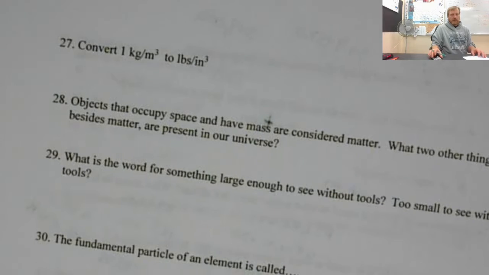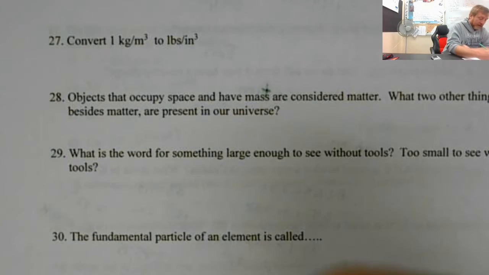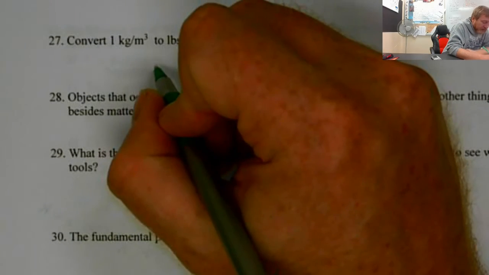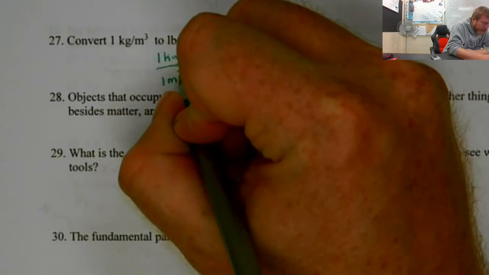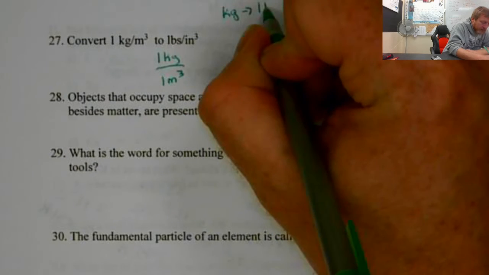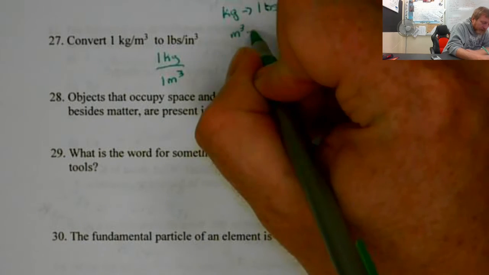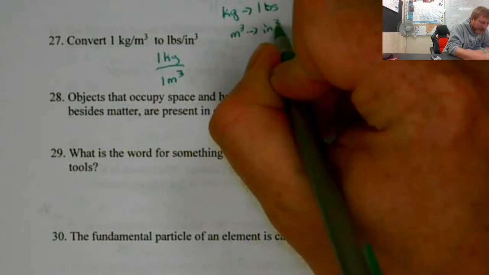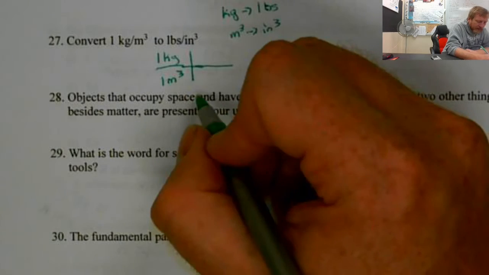Okay, convert 1 kilogram per cubic meter to pounds per cubic inch. I've got a couple of conversions to make here. So I've got 1 kilogram over 1 cubic meter. And in my solution map, I need to go from kilograms to pounds. That's pretty easy. And then I need to go from cubic meters to cubic inches. That one's maybe a little tougher. Neither of these are too bad.